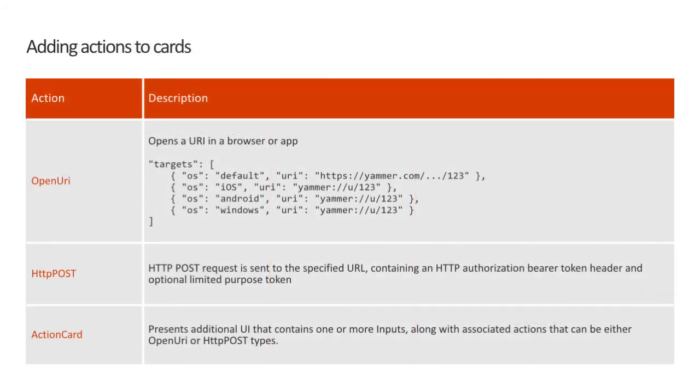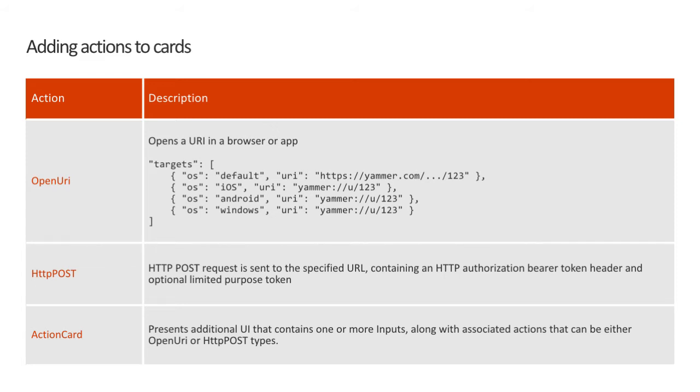Now, although links can be achieved through Markdown, an OpenUri action has the advantage of allowing you to specify different URLs or URIs for different operating systems, which makes it possible to open the link in an app or on mobile devices. For example, in this case here that you see, I can use the Yammer protocol to open the Yammer client on different platforms.